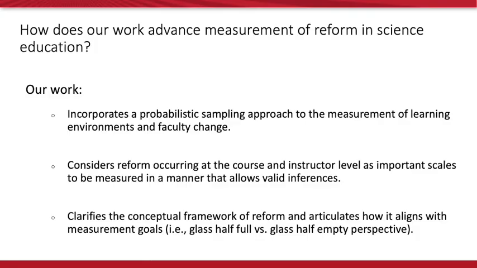Our work advances the measurement of reform in science education by incorporating a probabilistic sampling approach to the measurement of learning environments and faculty change, considering reform occurring at the course and instructor level as important scales to be measured in a manner that allows valid inferences, and clarifies the conceptual framework of reform and articulates how it aligns with measurement goals. In summary, research designs need evidence-based guidelines on sampling intensity in order to help researchers and administrators accurately measure the adoption of student-centered behaviors. This work is an important step in that direction.